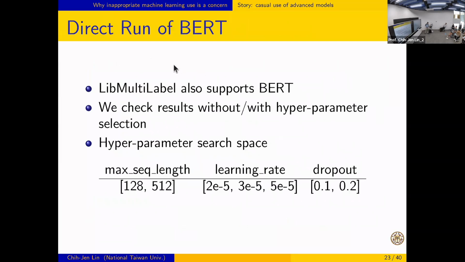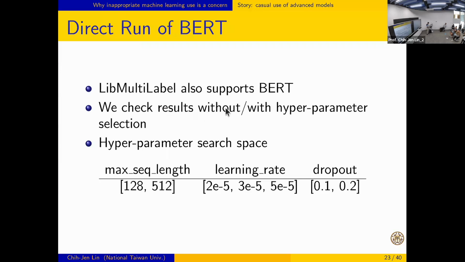And I also try to do a direct run of BERT. Well, this is important because as I mentioned in the beginning, many engineers just do a direct run of BERT and run it for several iterations, right? And for our package, we also support BERT. But we realize the importance of hyperparameter selection, as mentioned in the previous story. So I need to do that. Otherwise, if I don't do that, then you will question me immediately. So, of course, we check results with and without hyperparameter selection.